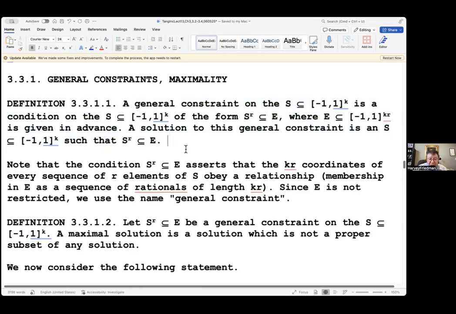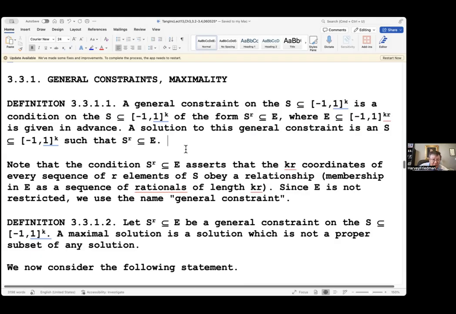Notice the condition S^r contained in E asserts that the kr coordinates of every sequence of r elements of S obey a relationship: membership in E as a sequence of rationals of length kr. Since E is not restricted, we use the name general constraint. Now, we actually are much more interested in a small subset of the general constraints. We don't really care that much about the general constraints, but for the point of view of making this crystal clear what the subject is and means, we discuss general constraints as well.